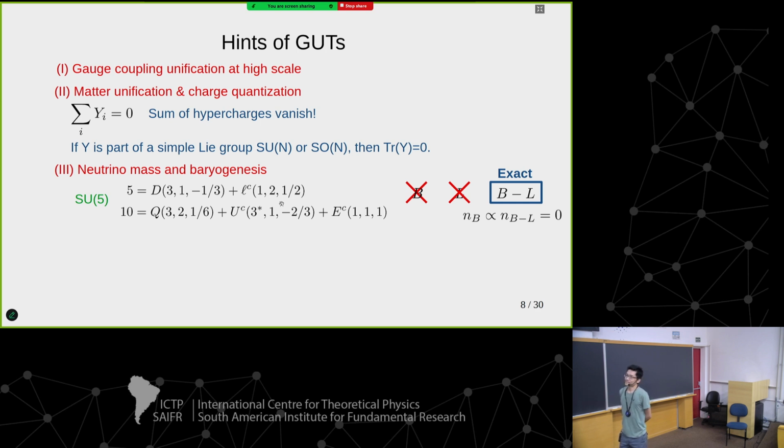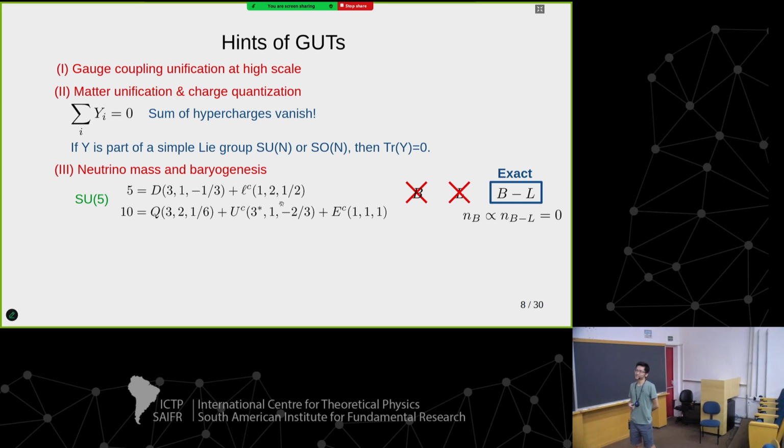So I wouldn't say it's a hint of a GUT. It's actually for consistency of the standard model, but it's still a curious point why this happened. Okay, thanks. But yes, it's true, it has to be there.